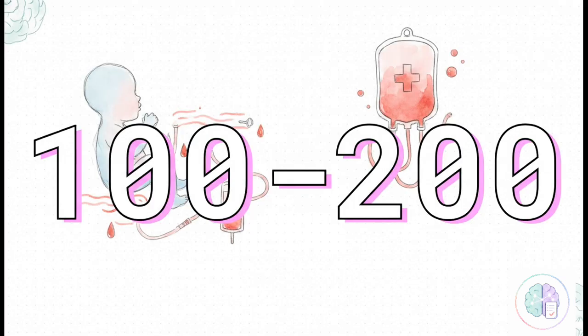Now we have to talk about blood loss, because infants have incredibly small blood volumes. Even in a perfectly executed, totally uncomplicated case, the average blood loss is between 100 and 200 milliliters. To put that into perspective for a tiny infant, that's significant, which means a blood transfusion is very often required.